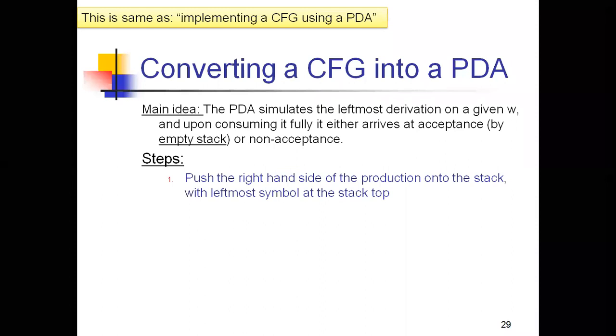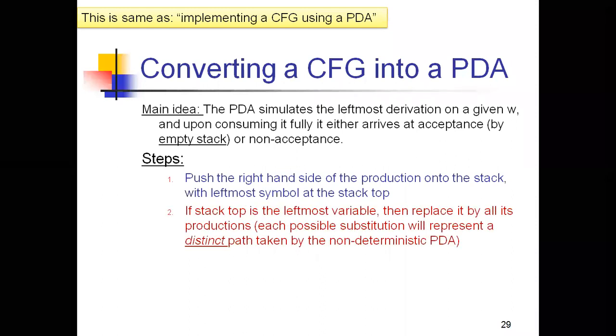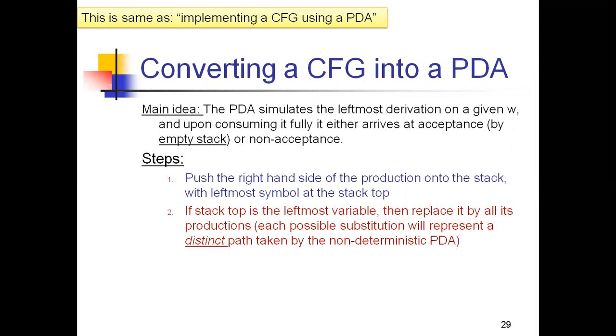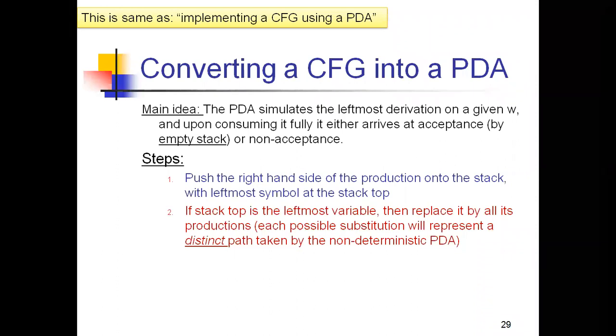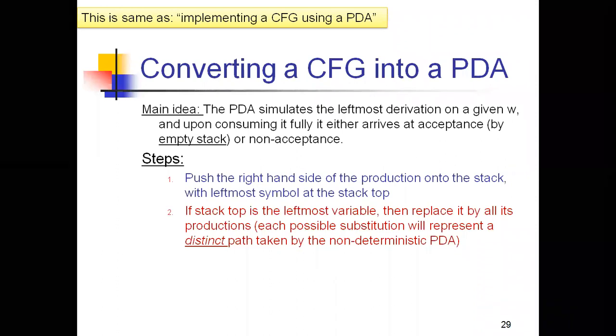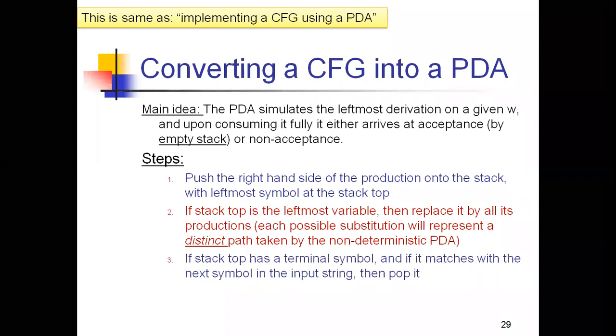The steps for the conversion process: the first step is to push the right hand side of the production onto the stack with the leftmost symbol at the top of the stack. It will be very clear with the example, but now I'm just explaining the steps for converting this CFG into a PDA. If the top of the stack is the leftmost variable, then you need to replace it by all its productions. That means each possible substitution represents a distinct path taken by the non-deterministic PDA. And if the top of the stack has a terminal symbol, and it matches the next symbol in the input string, then you need to pop it.